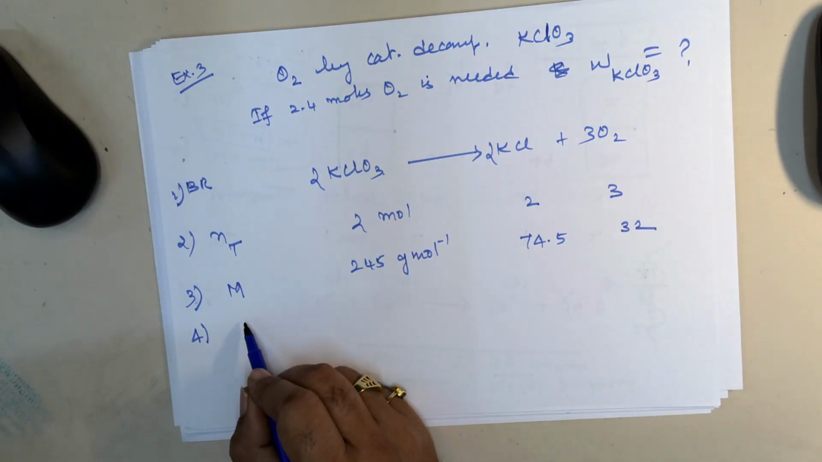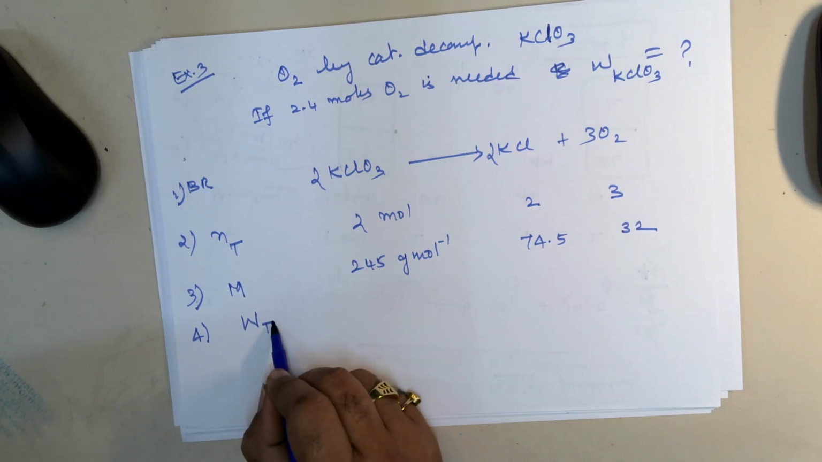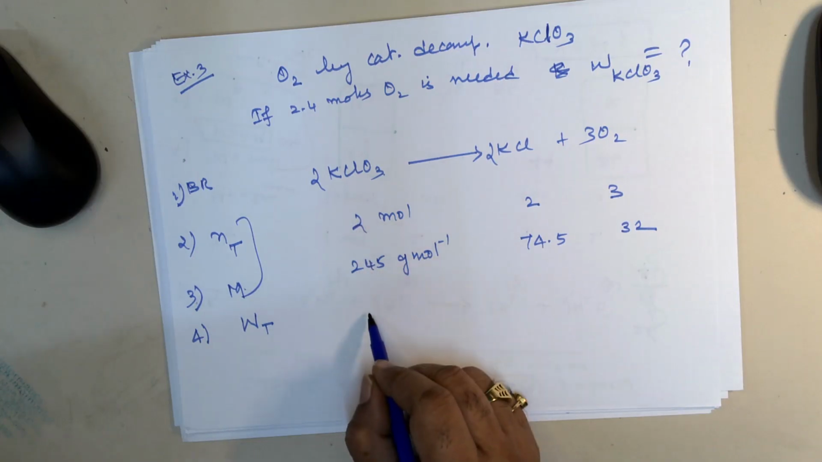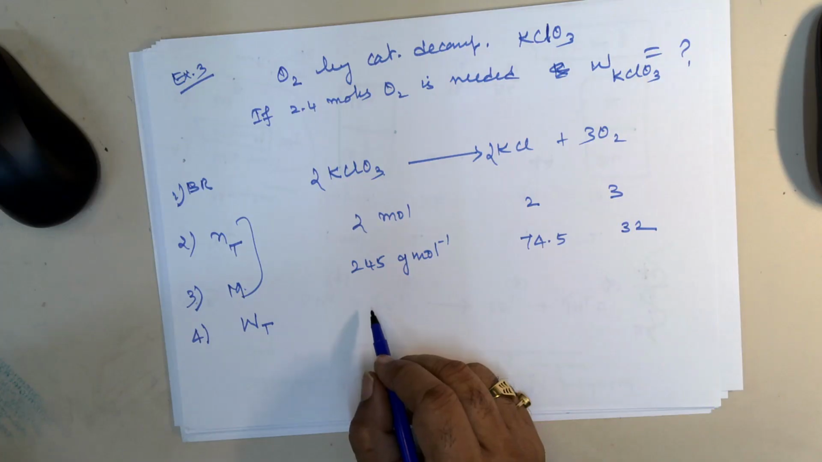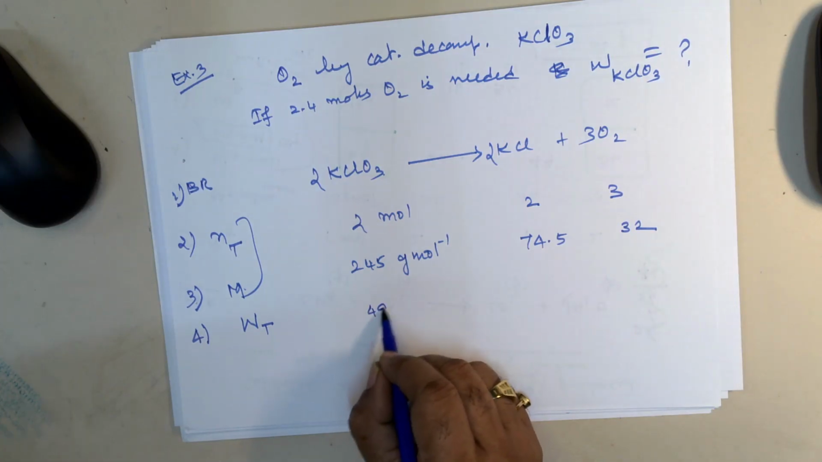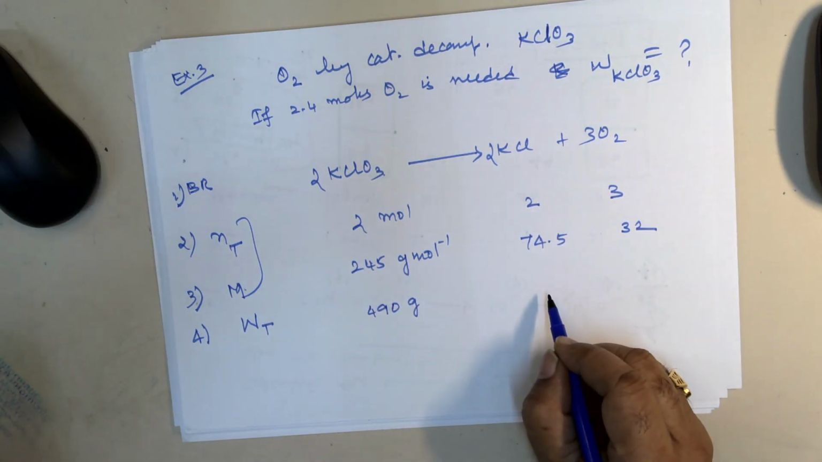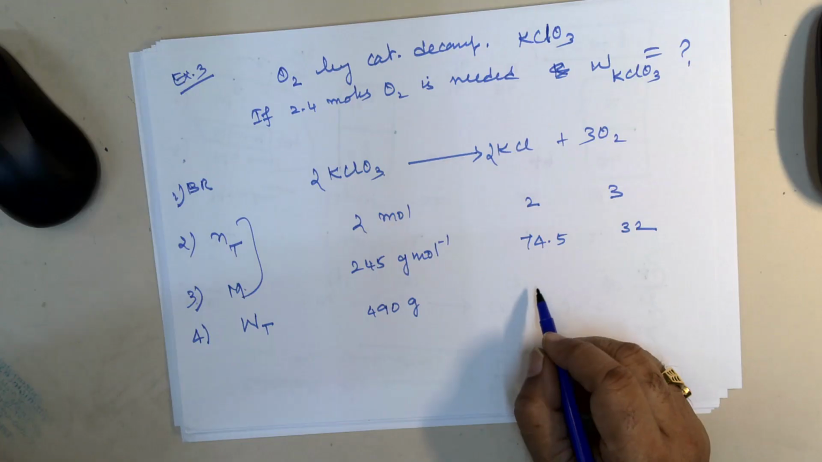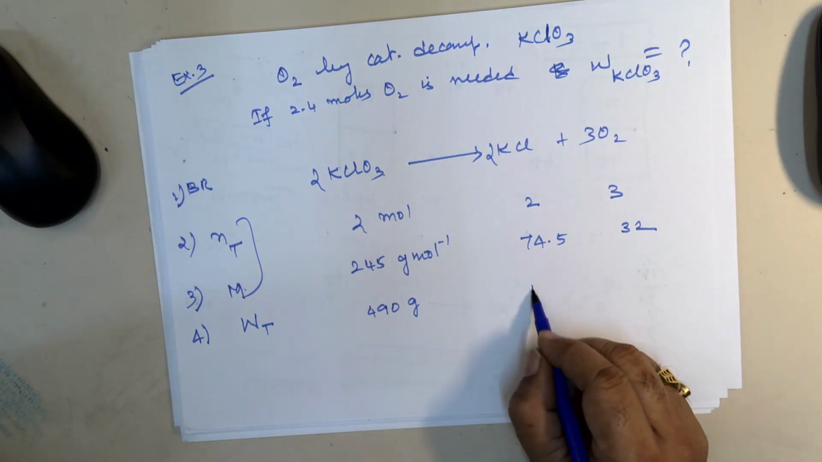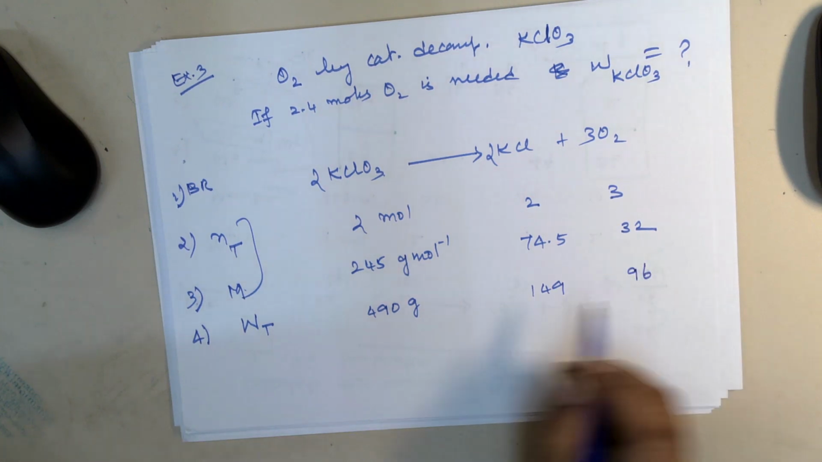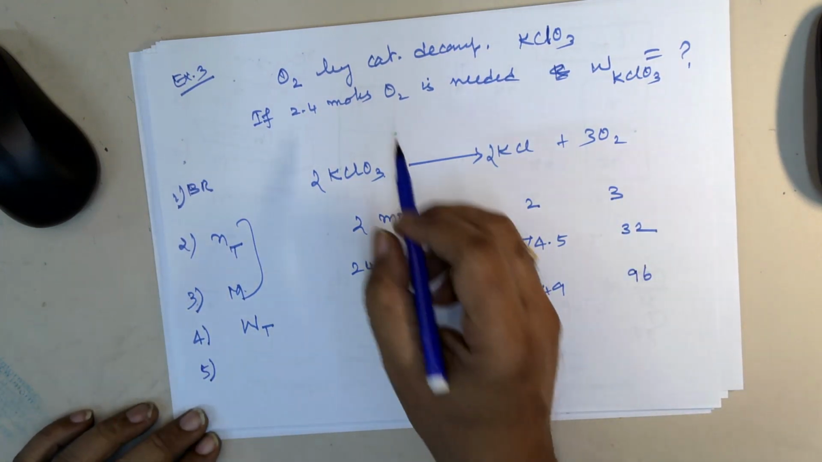Weight, right? Theoretical weight. That is equal to, you can multiply these two, is it not? So 2 into 245, how much? 490. 490 grams. This one? 149. This one? 96. Then now what is asked here?